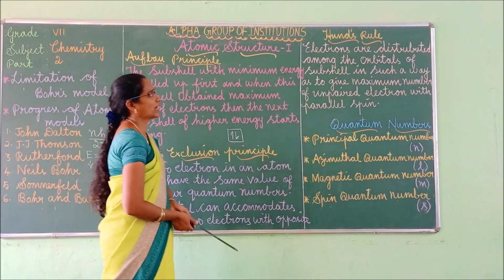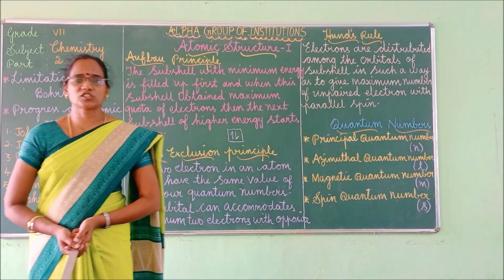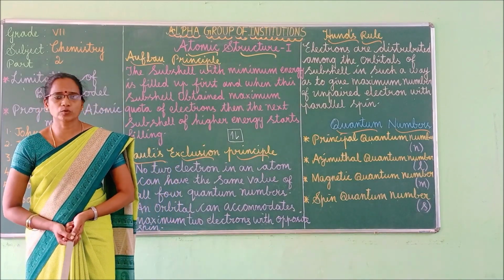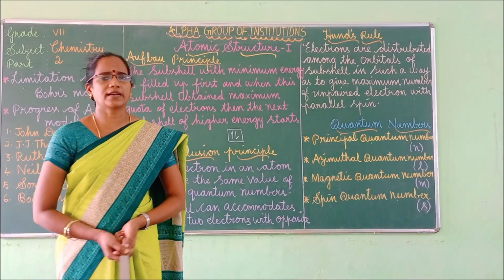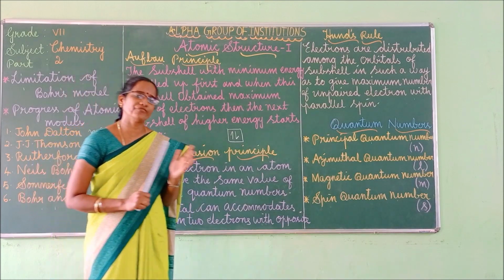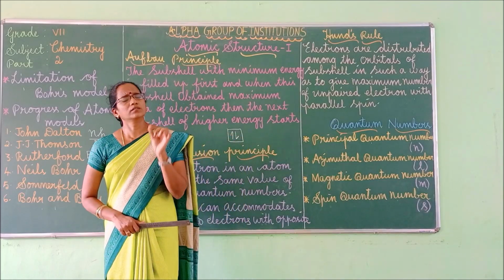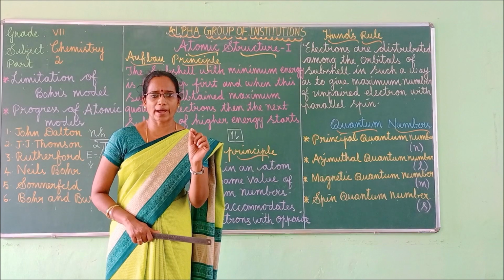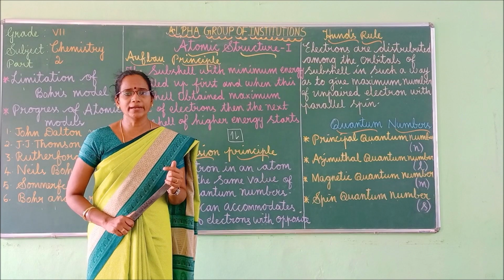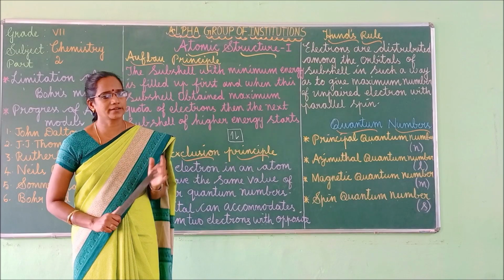Next we can move to Hund's rule. Hund was a famous German physicist. He is well known for his work on atoms and molecules. So Hund's rule states that in case of filling the orbitals with electrons, every orbital must be singly occupied before the double occupancy starts. This is Hund's rule.